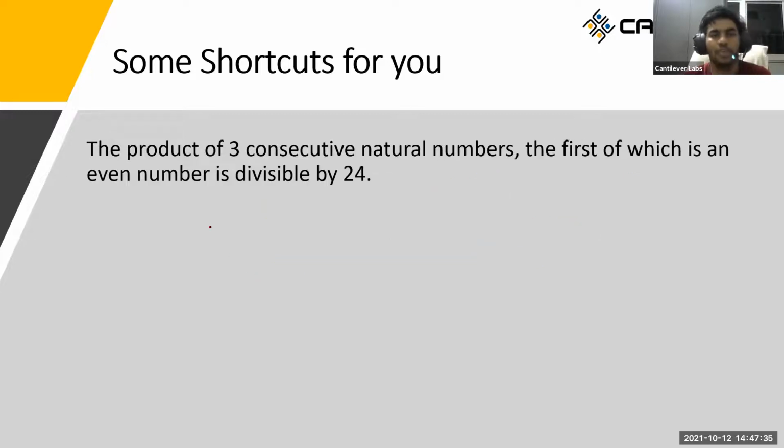And the same goes for the product of three consecutive natural numbers, the first of which is an even number: it is divisible by 24. Let's verify with the smallest three consecutive natural numbers, the first of which is an even number: 2, 3, and 4. If we multiply 2 by 3 by 4, you'll just get 24.